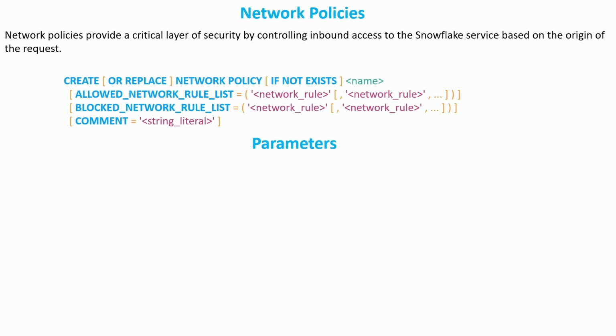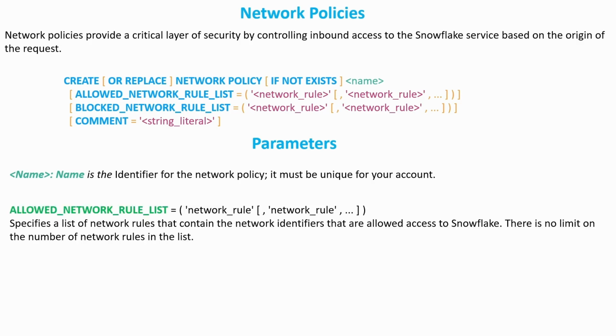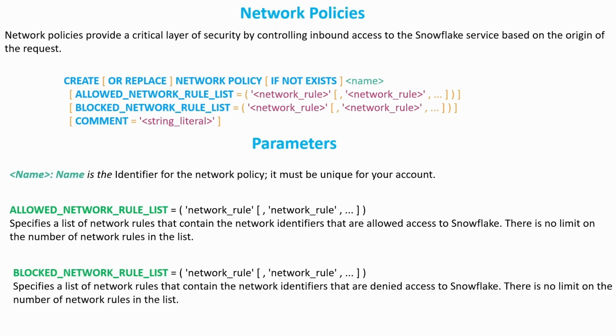If we talk about parameters, the first parameter, as you have already seen in the syntax, is name. Name is the identifier for the network policy. It must be unique for your account. Next up is allowed network rule list. It specifies a list of network rules that contain the network identifiers that are allowed access to Snowflake. There is no limit on the number of network rules in the list. And third is blocked network rule list. It specifies a list of network rules that contain the network identifiers that are denied access to Snowflake. There is no limit on the number of network rules in the blocked list as well.